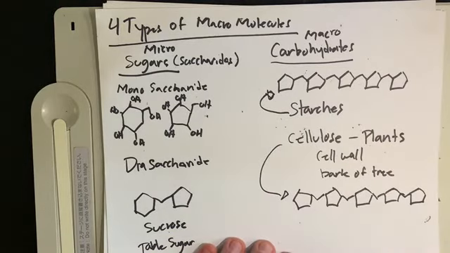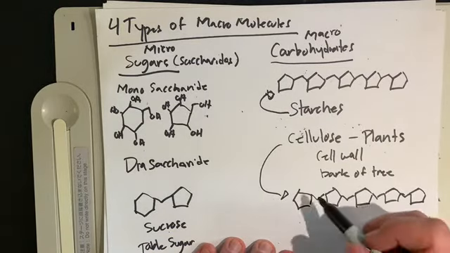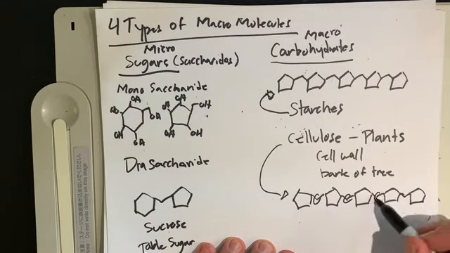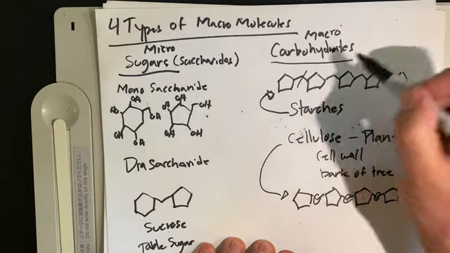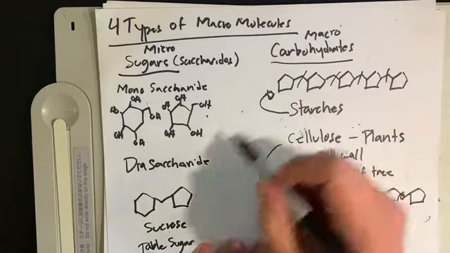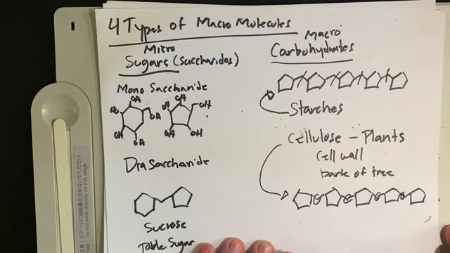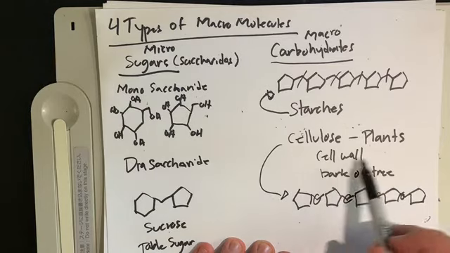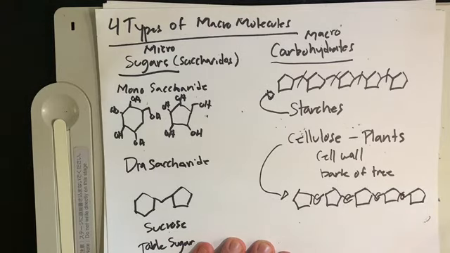And the difference is, in our digestive system, we cannot break this bond. We can break this one, so we can break this bond and break it down into sugars and use them for energy. But this is a stronger bond. That's why plants use it for their cell walls and the bark of a tree and all that kind of stuff. And we can't break this down. But it's still important for us in our diet.